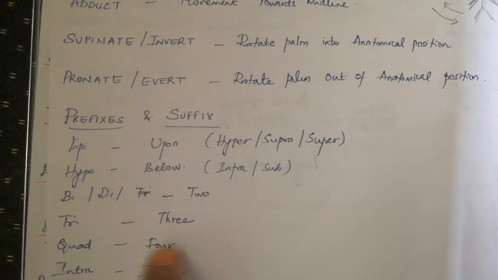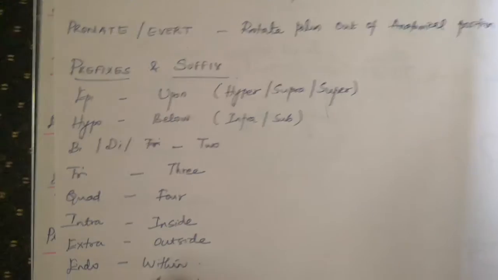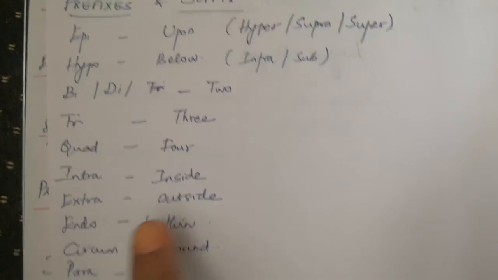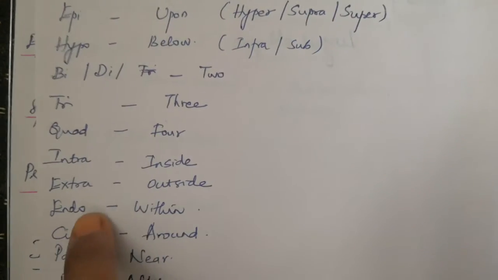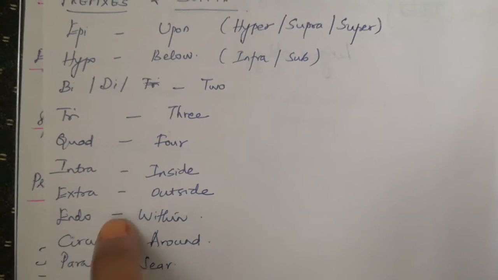Tri means 3, quad means 4. Intra means something inside. Extra means outside. Endo means within, endodontics, within the tooth. So the root canal comes under endodontics.